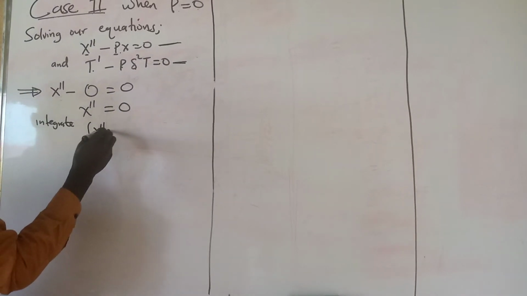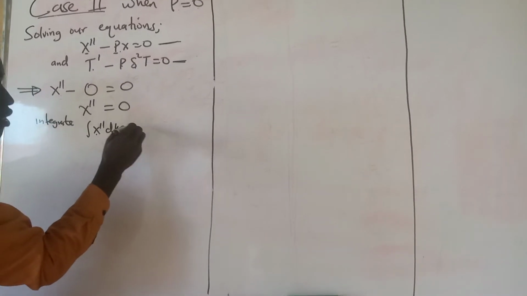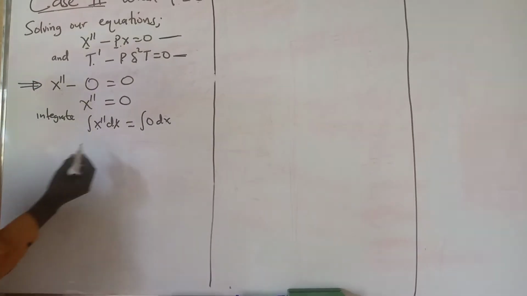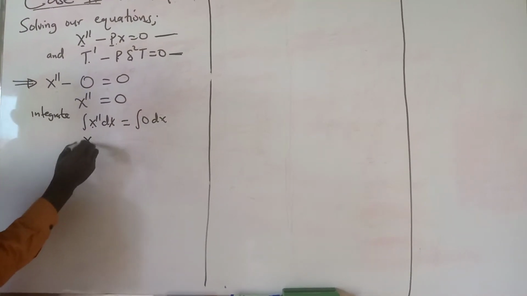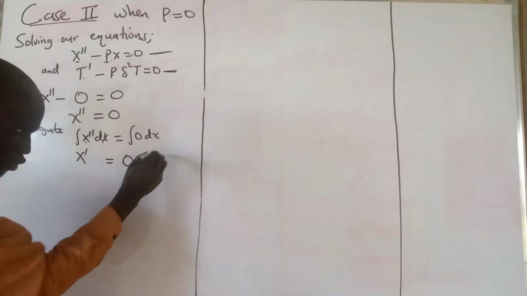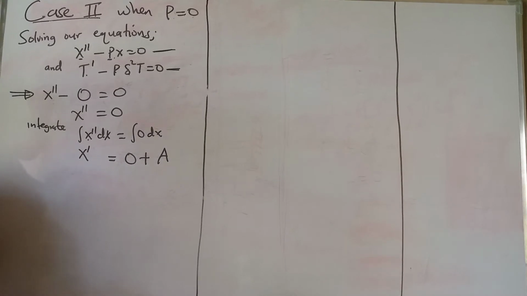Integrate x double prime with respect to x, since it's a function of x. So we're going to get the integral of 0 dx. Integrate double prime, you get single prime, is equal to, integrate 0, you get 0 plus another constant of integration called A. That's a constant of integration. You can use any of your choice.